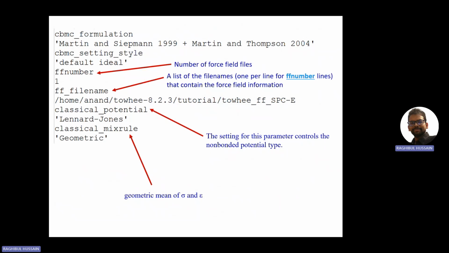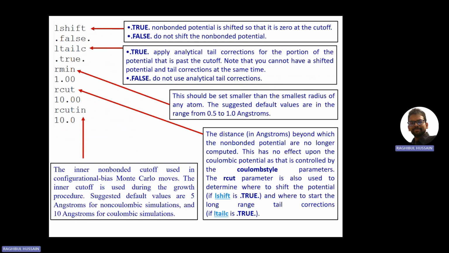The classic potential is Lennard-Jones, then the geometric mixing rule. Else if false, tail correction apply, then cutoff. The only thing that will change is this R cut and R cutoff. Others will remain the same. We will see in different examples how to put this cutoff.